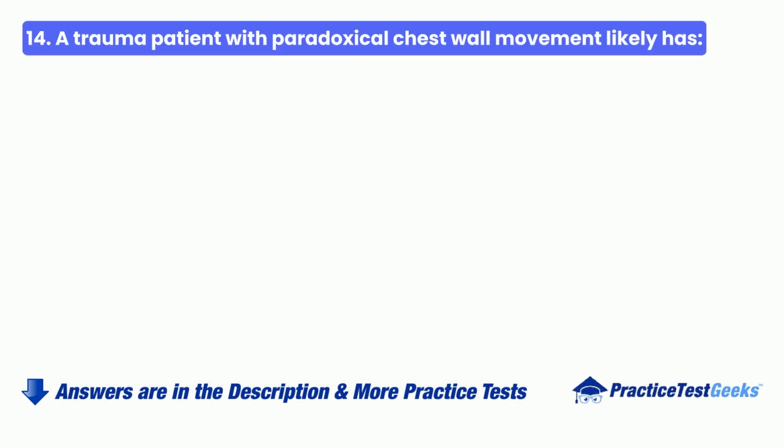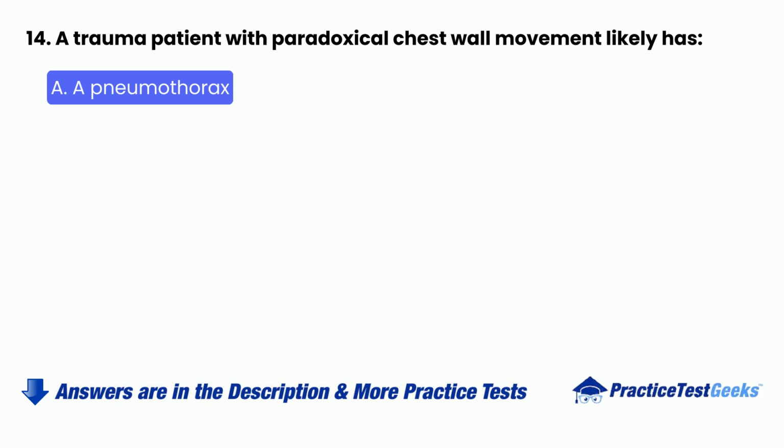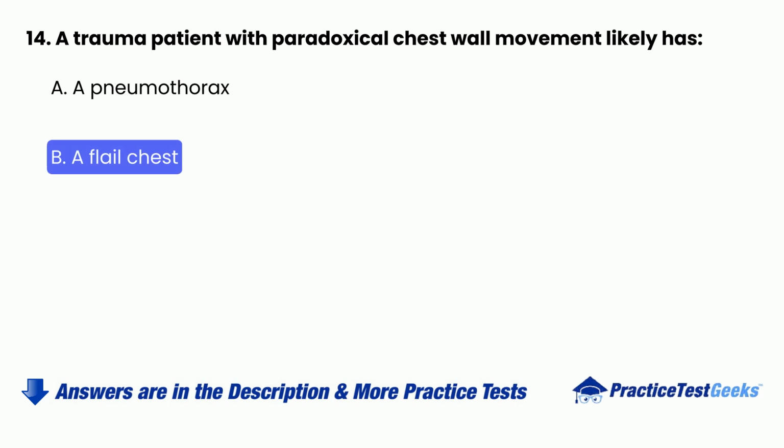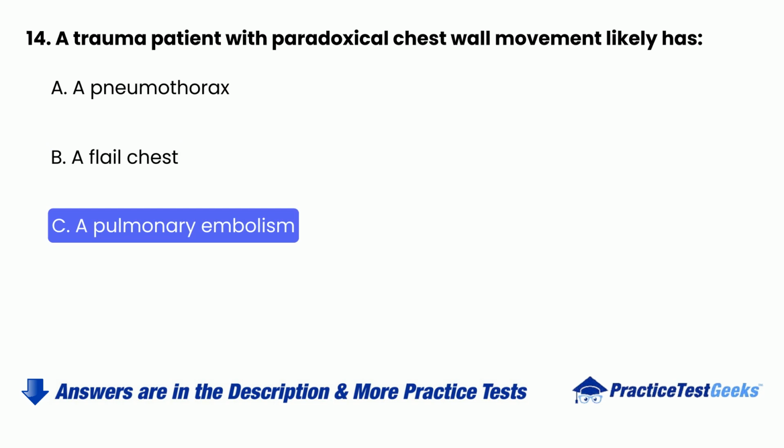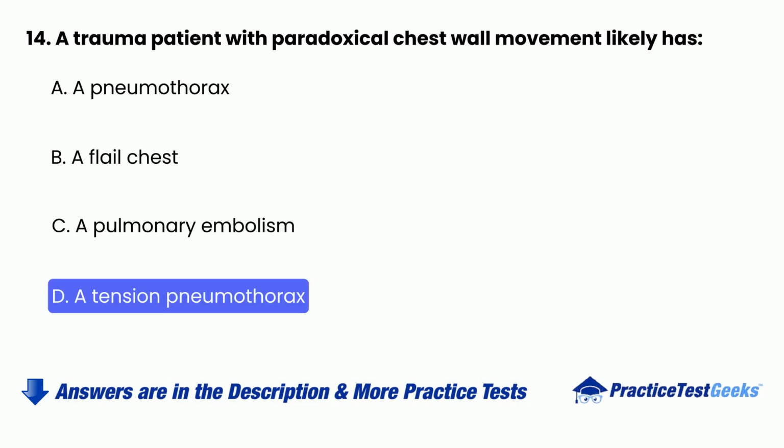14. A trauma patient with paradoxical chest wall movement likely has A. A pneumothorax. B. A flail chest. C. A pulmonary embolism. D. A tension pneumothorax.